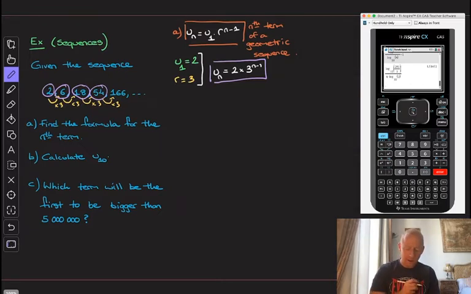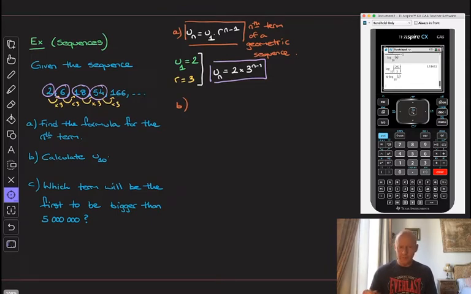Okay. Now, if I look at question B, so I'll just write a B here. We're asked to calculate U sub 10. So in this case, we're being asked to find the 10th term of this sequence of numbers. One way, of course, to do it would be just to keep on multiplying by 3 until you reach the 10th term, and you'll get it. You'll get the right answer, you'll get full marks as well.